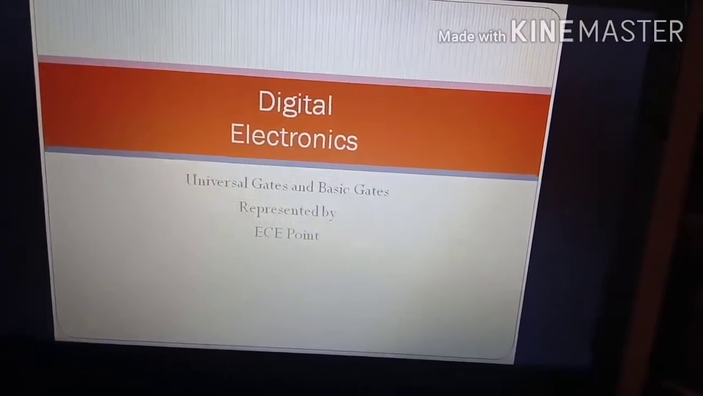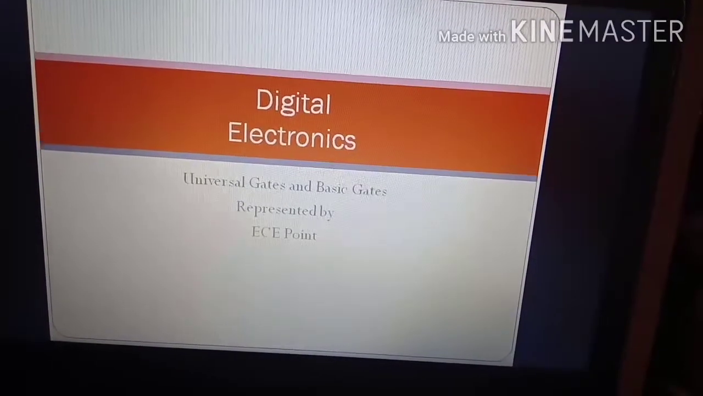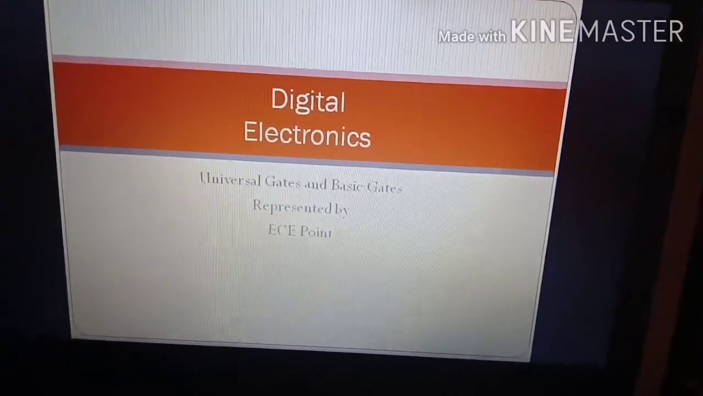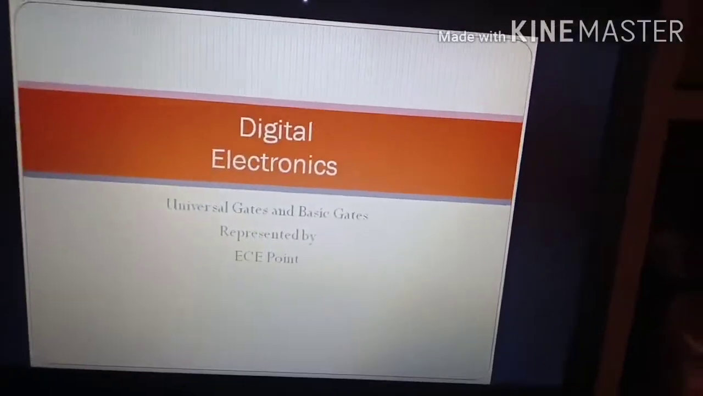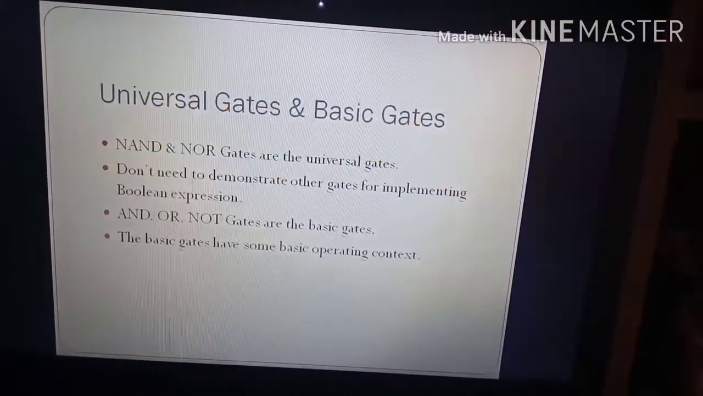I am going to discuss a very important topic of digital electronics, that is gates: universal gates and basic gates. So let's start. First of all, what do you mean by universal gates?